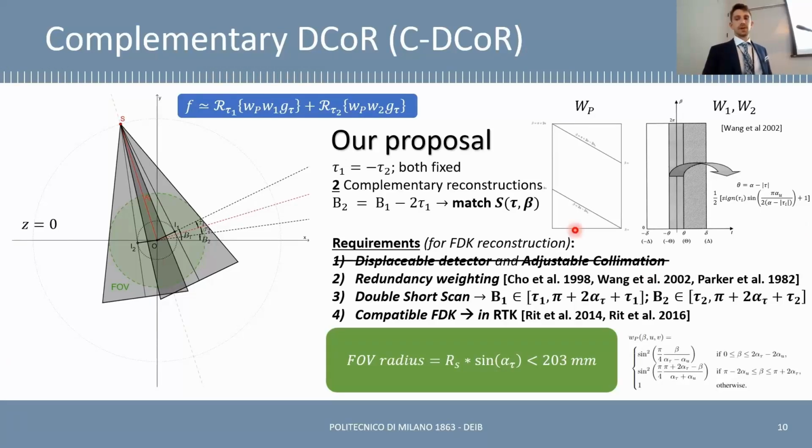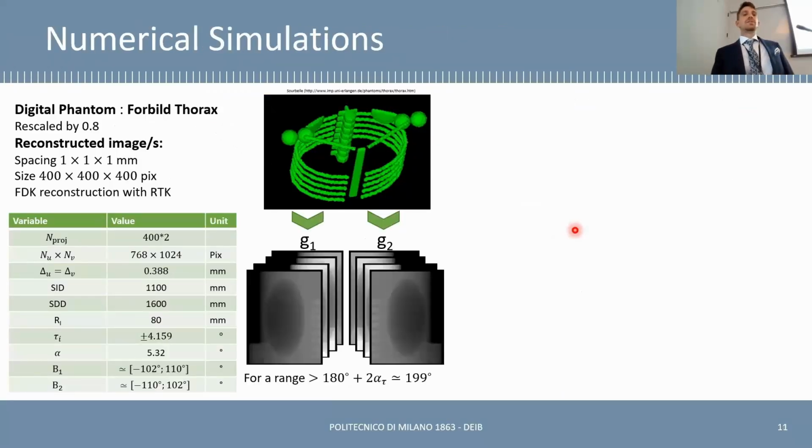To prove this, we simulated a likely acquisition using the forward projection of a numerically generated phantom. So this is the FORBILD thorax phantom, and it was projected into two stacks of projections, G1 and G2. The range of motion is representative of that of the CNAO case, so it's around 212 degrees. So we do have overscan as well. It's not just a short scan with the bare minimum.